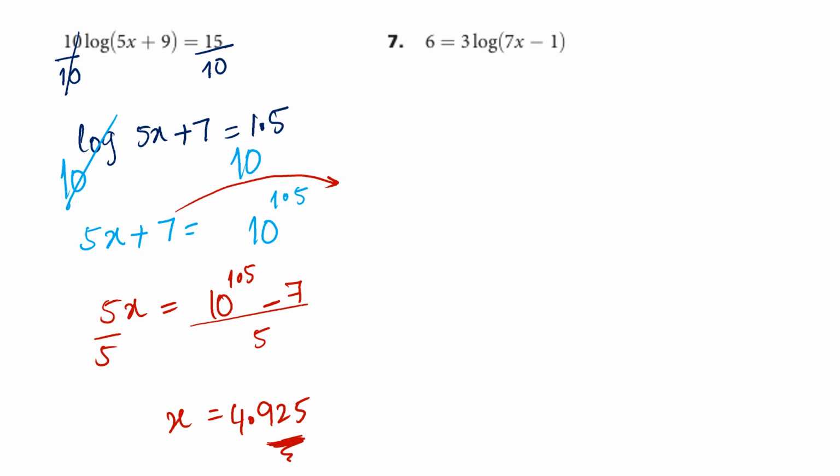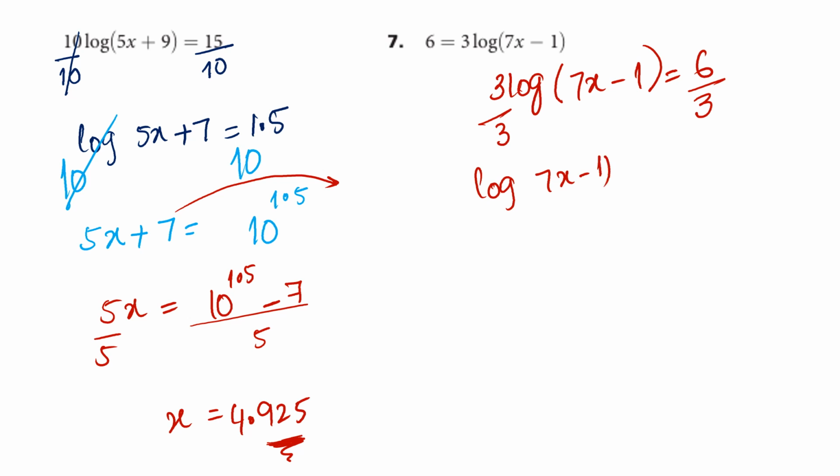Okay, so this question number 7 is almost same as question number 6, but it's written in the opposite way, so you can write it properly to make your life easier. They both are same. So the first thing is divide both sides by the 3. I will get log of 7x minus 1 equals to 6 divided by 3 gives me 2. Now raise the power of 10 on both sides to get rid of this log. So I will get 7x minus 1 equals to 10 square means 100.